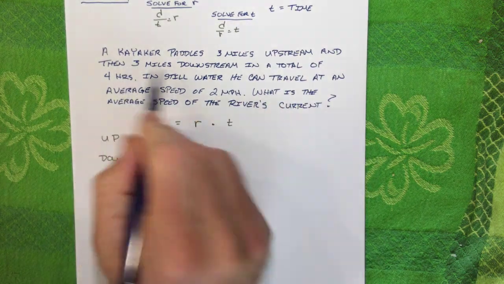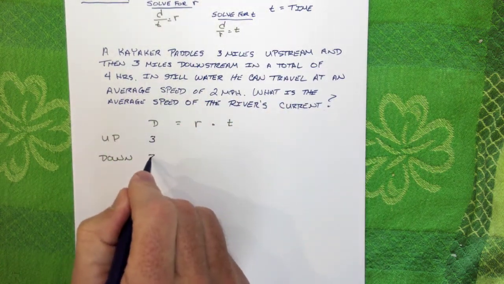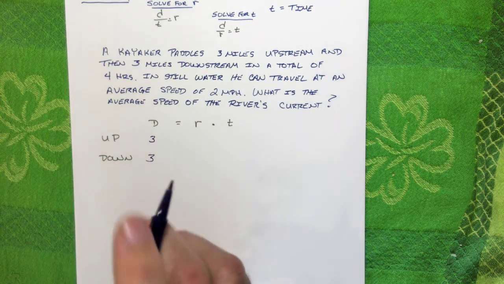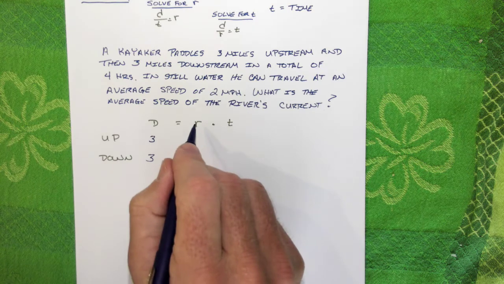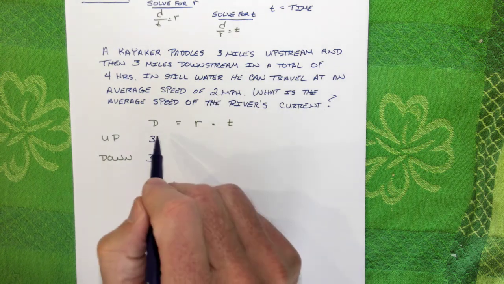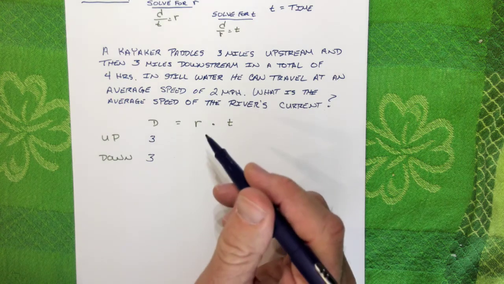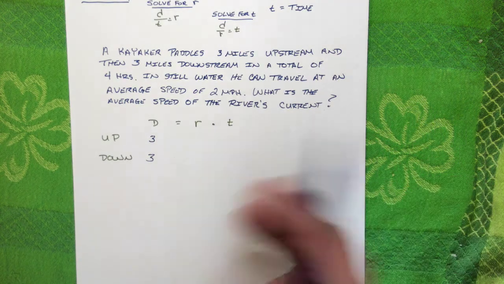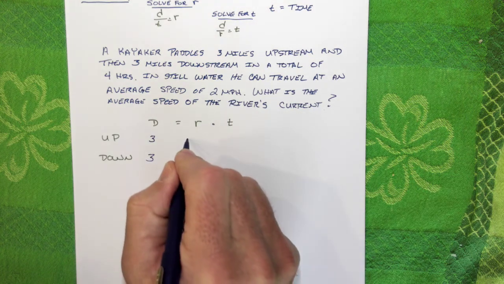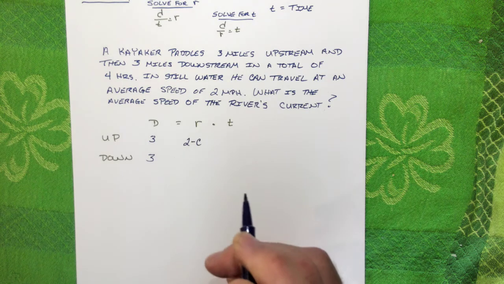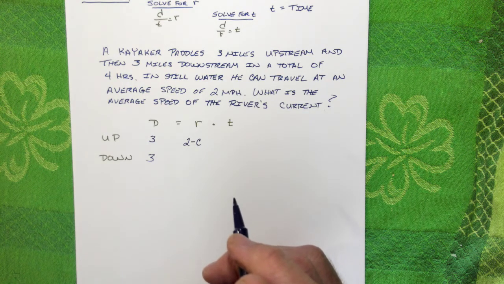And we went 3 miles downstream. So what's this tell us? Our distances are equal. Key ingredient. So now, what's our rate? Well, he can go 2 miles an hour. But if he's going upstream, what's that doing? Well, that's slowing you down. So if I can go 2 miles an hour, but I'm going against the current, that's going to knock me down in speed. All right?